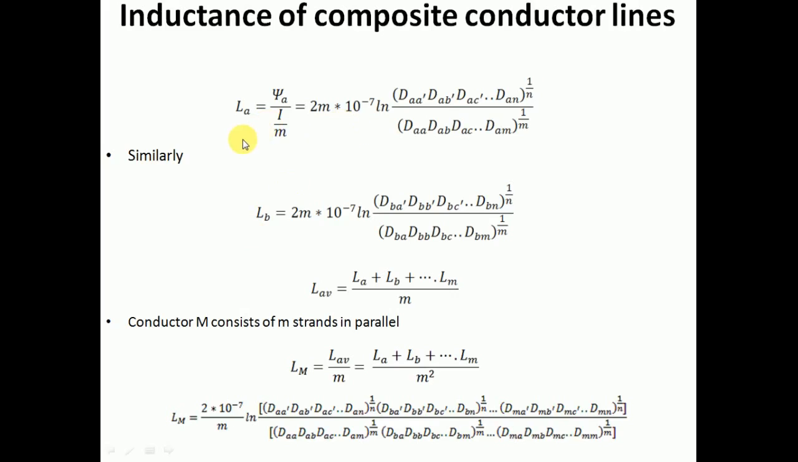The values of inductance of the subconductors will not be the same as these distances are different. That is, the value of LA is not equal to the value of LB, which is not equal to the value of LC. Therefore, the average inductance value of a subconductor of M can be represented as LA plus LB plus up till LM divided by small m. This relation will give you the average inductance value of each subconductor of conductor M.